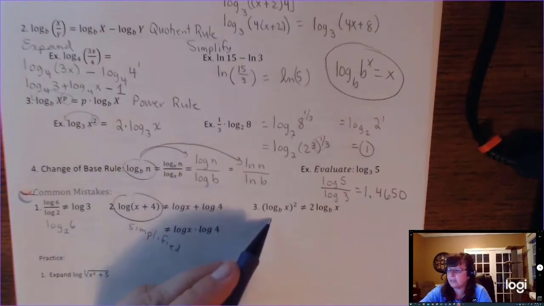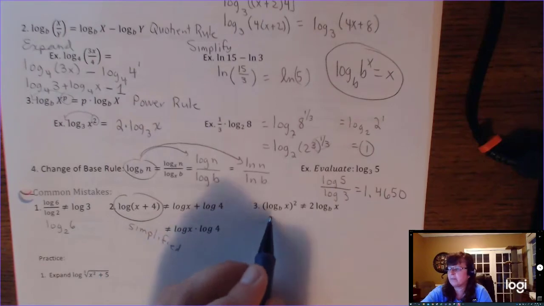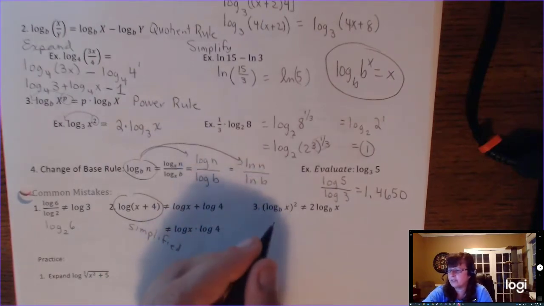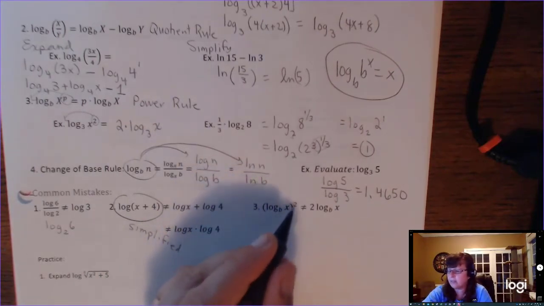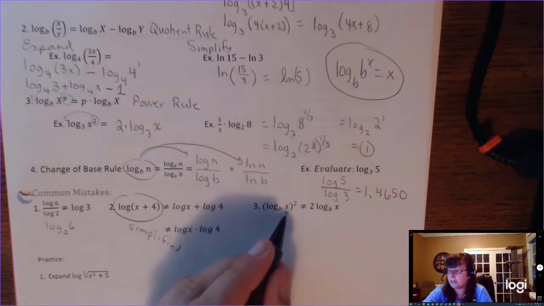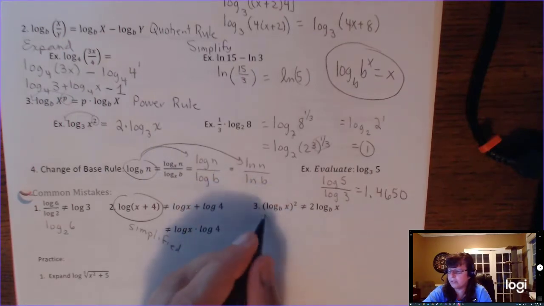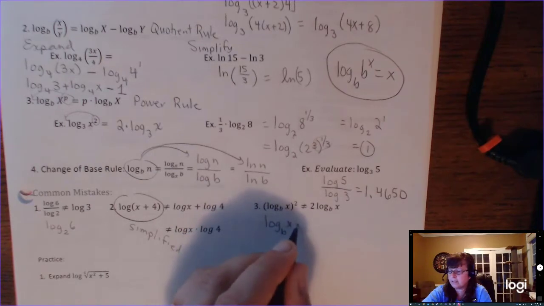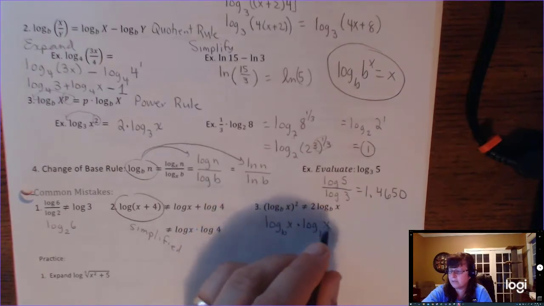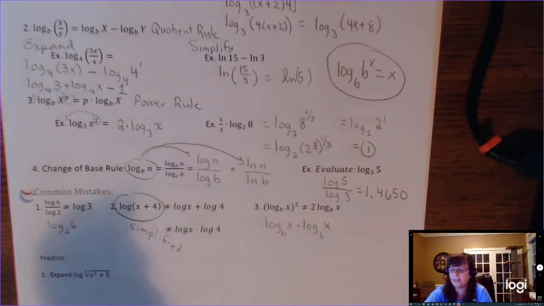This one is kind of an obscure one. You don't usually see it, but notice the parentheses. So what this is saying, you can't use the power rule. This 2 does not belong to this x. This 2 belongs to the whole thing. So this is saying log base b of x times log base b of x, which isn't the same thing as 2 times log base b of x.